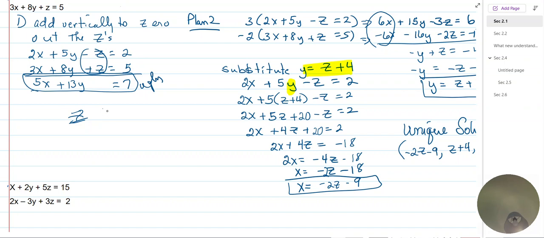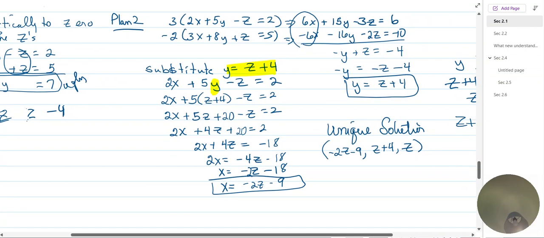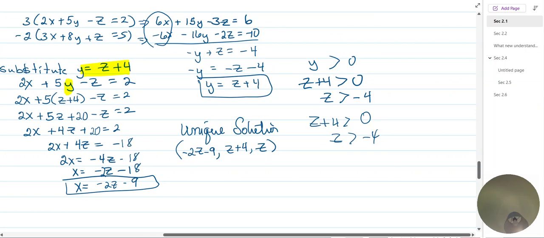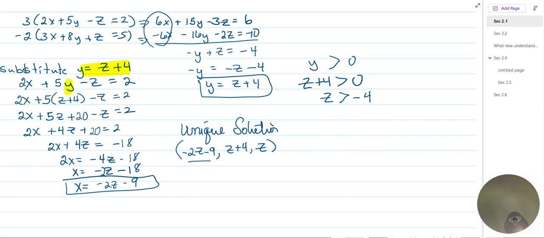Greater than or equal to negative 4. Oh, I got the wrong one for x. Sorry about that. I did them both for the same one. I apologize. Let's do that again. This is x.